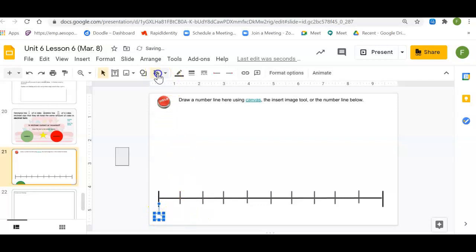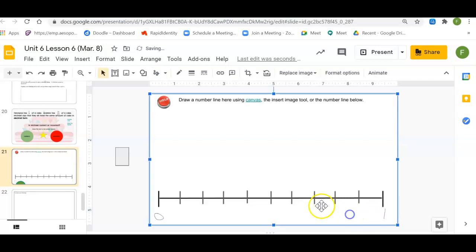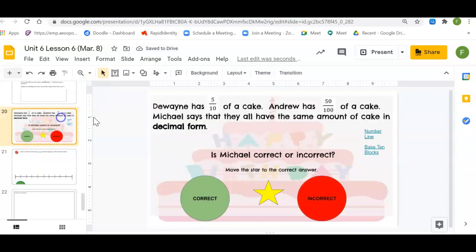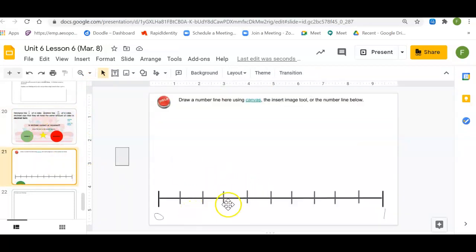Of course, that side is going to be 0, and down here it's going to be 1. What you have to do is, again, you want to show 5/10 or 50 hundredths. Wherever you think it is on this number line, I want you to label it. And once you label it, it'll be here. You're done with it.